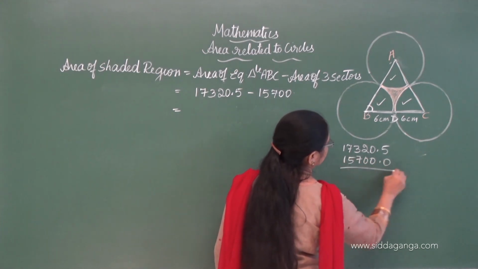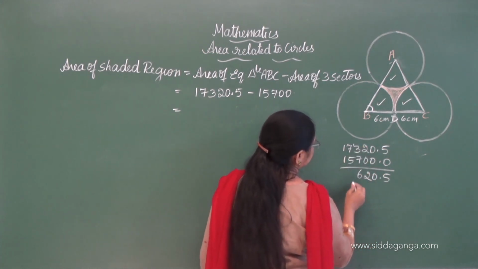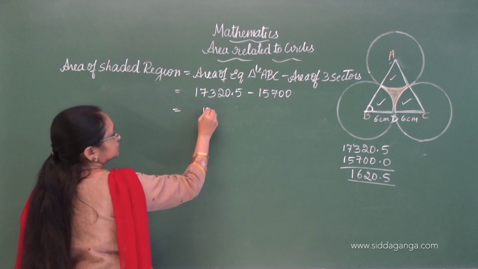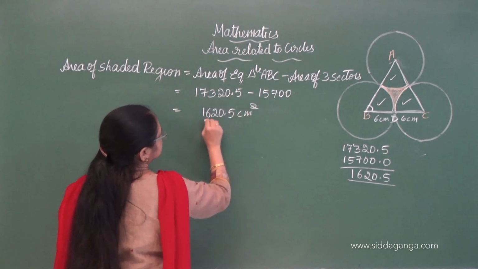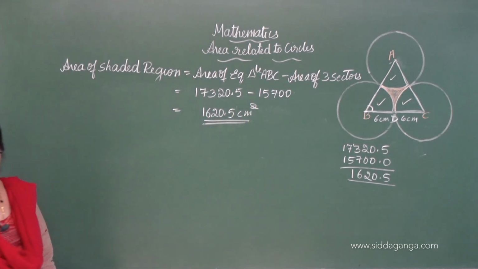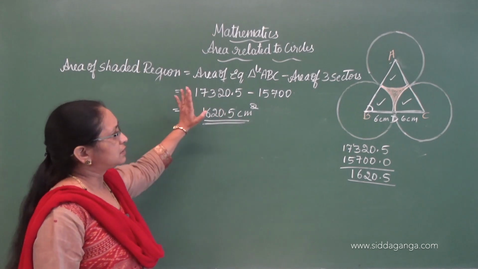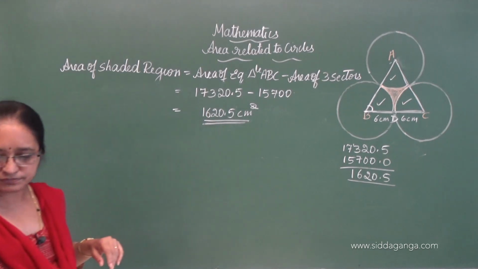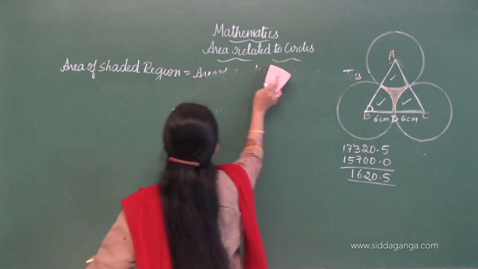You will get 1620.5 centimeter square. So that is the area of the shaded region, 1620.5 centimeter square. I hope you understood. It's simple actually, only the calculation takes time, that's it. I hope you understood this. We shall move on to the next problem.